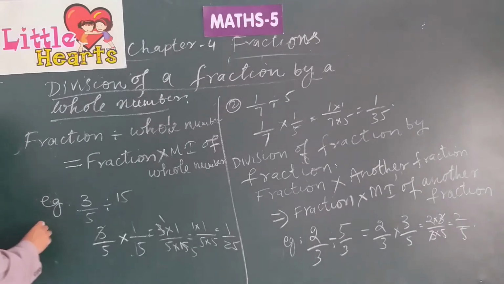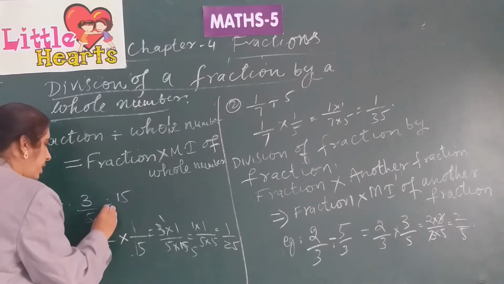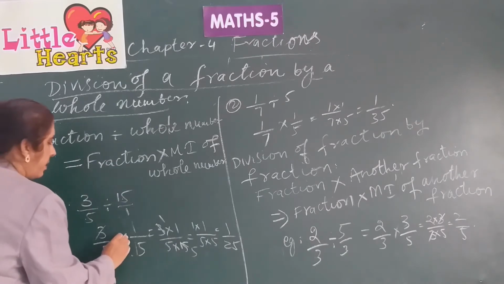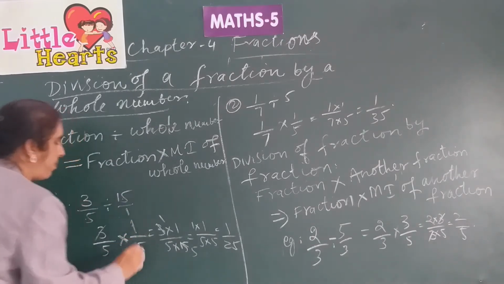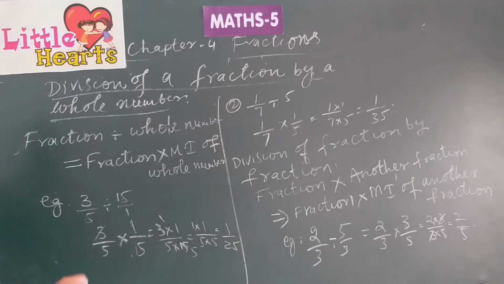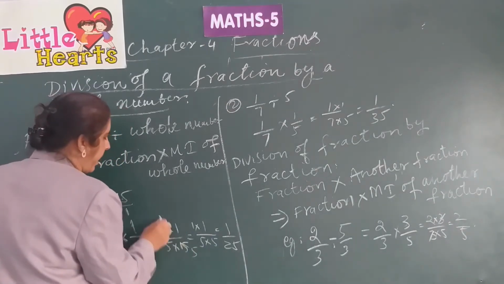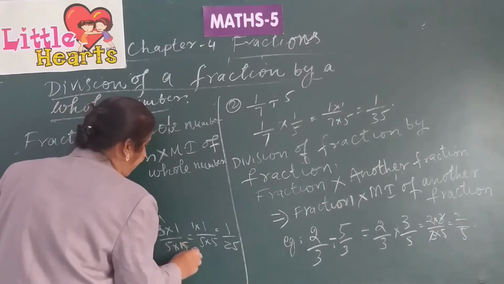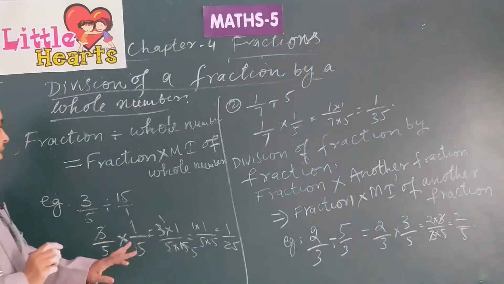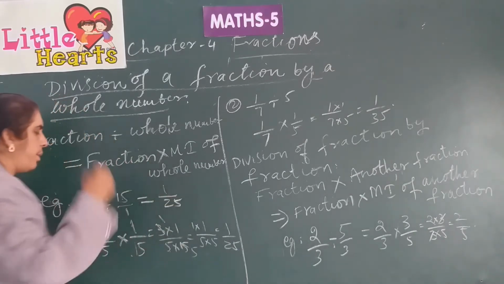So let us go with the example. 3 by 5 divided by 15. 3 by 5, this division becomes multiplication, and this 15 by 1 is reversed as multiplicative inverse, written as 3 by 5 into 1 by 15. So 3 into 1 by 5 into 15. 3 and 15 get cancelled. 3 ones are 3, 3 fives are 15. 1 into 1 by 5 into 5, that is 1 by 25 is the final answer. So 3 by 5 divided by 15 by 1 equals 1 by 25.